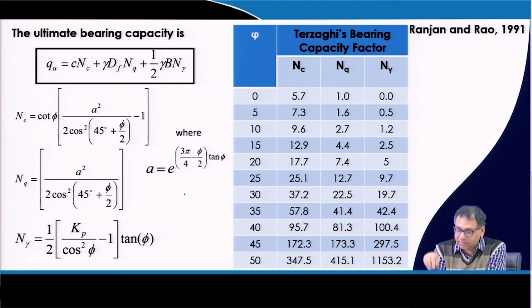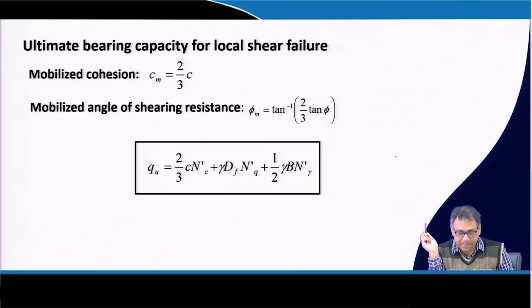And there is a table also; by this table we can get the bearing capacity factors Nc, Nq and Nγ corresponding to different φ values. Originally this theory was developed for general shear failure, but for local shear failure a further modification is suggested. If you want to determine the local shear failure, then you have to reduce the cohesion c by 2/3 and reduce the φ value using this equation.